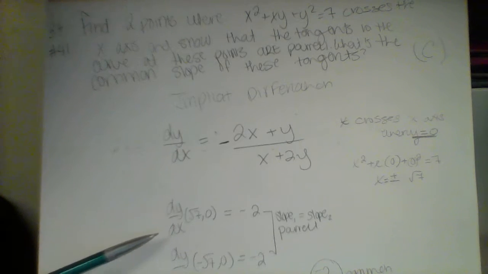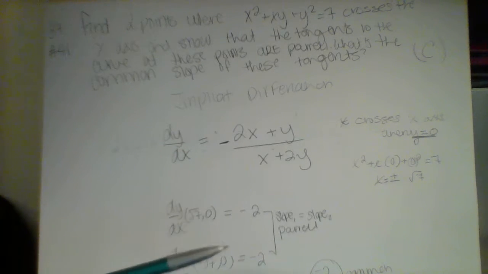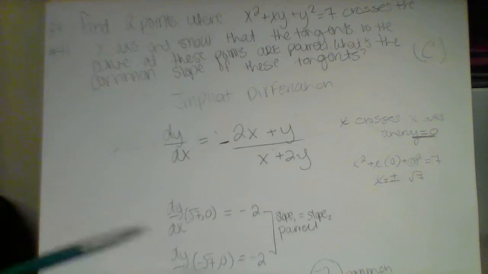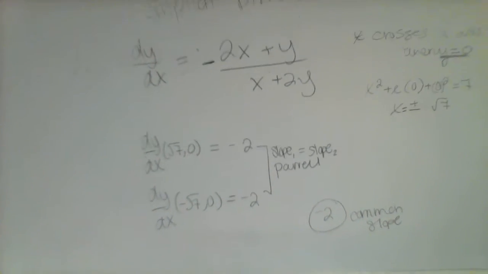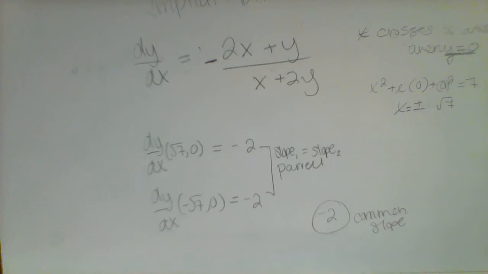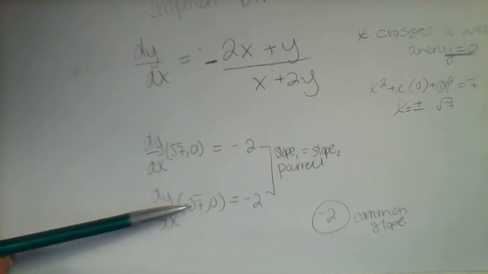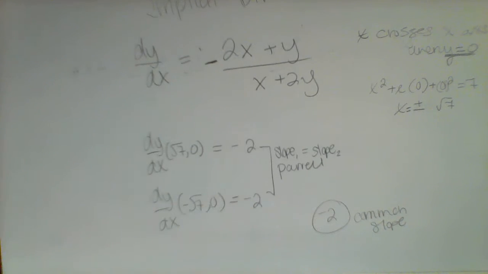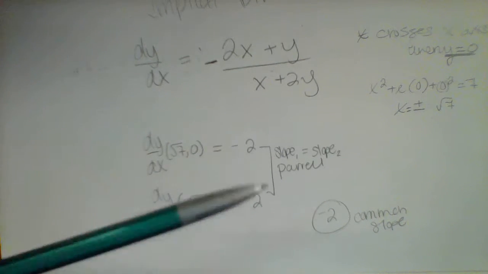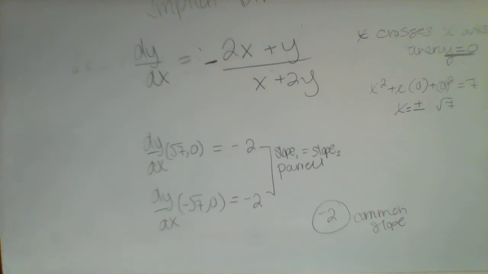So your dy over dx for the positive square root of 7, 0 will be negative 2. And your dy over dx for your negative square root of 7, 0 will be negative 2. Most noticeably, negative 2 does equal negative 2, so the slope of the first one equals the slope of the second one, which of course means that the two tangents are parallel. And the common slope here is negative 2.